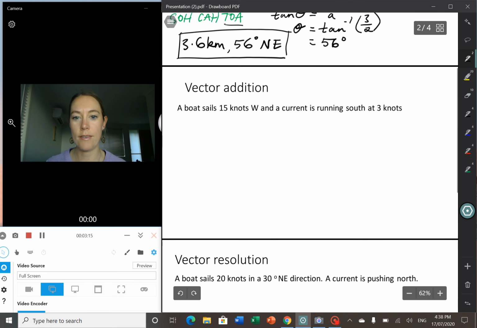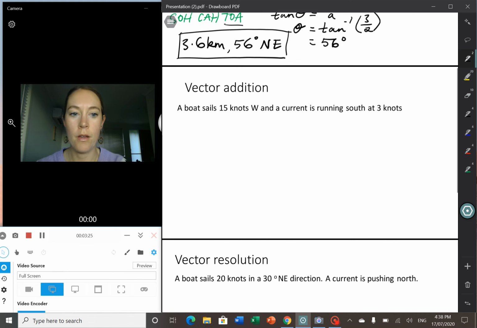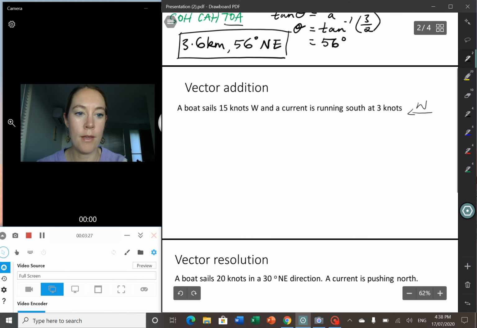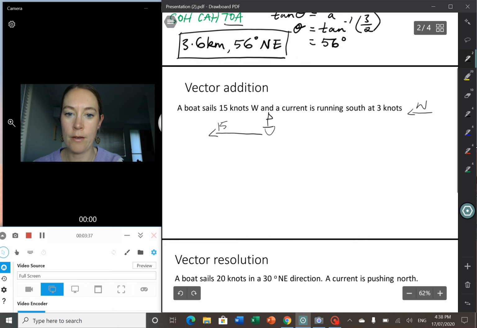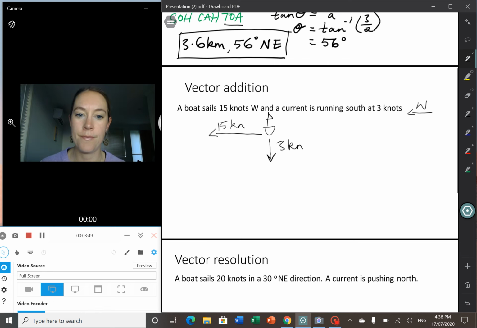And the second example for this video, looking at velocity. A boat sails 15 knots west and a current is running south at 3 knots. So west is going to be in this direction, and I'll draw a picture. My sailboat is travelling at a speed of 15 knots in a westerly direction, and the current is pushing it at a speed of 3 knots in a southerly direction.